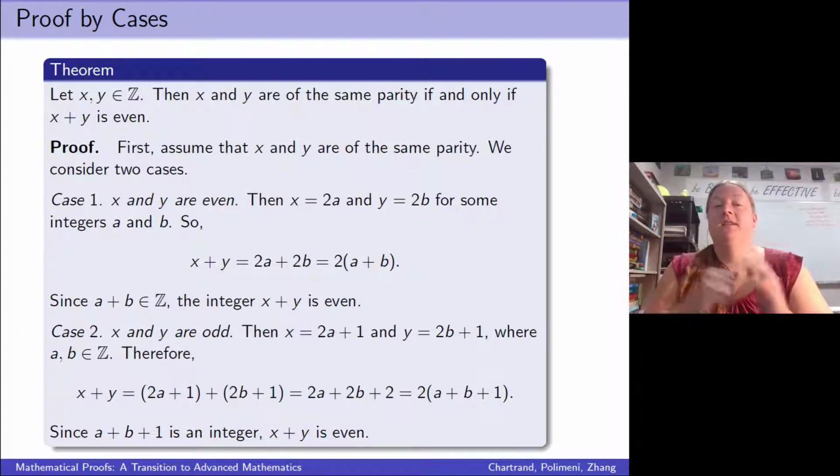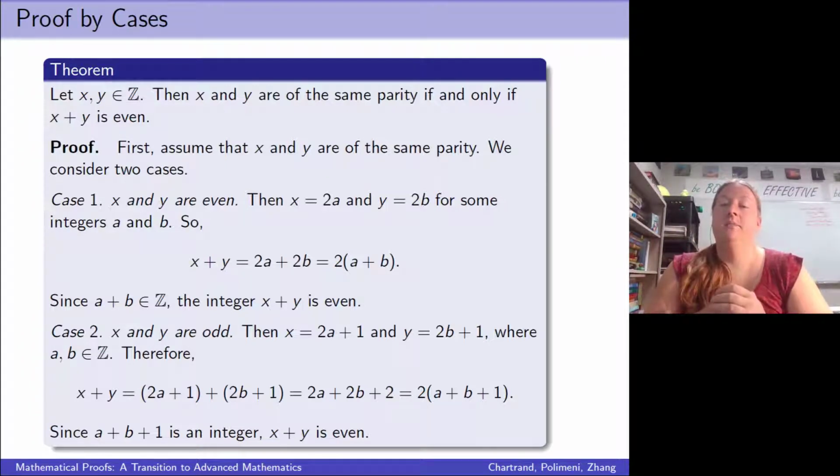Then we have the statement that x and y are of the same parity if and only if x plus y is even. So this is a biconditional. The proof is going to require two different directions. So the first one, we're going to assume that x and y are of the same parity and show that x plus y must be even.